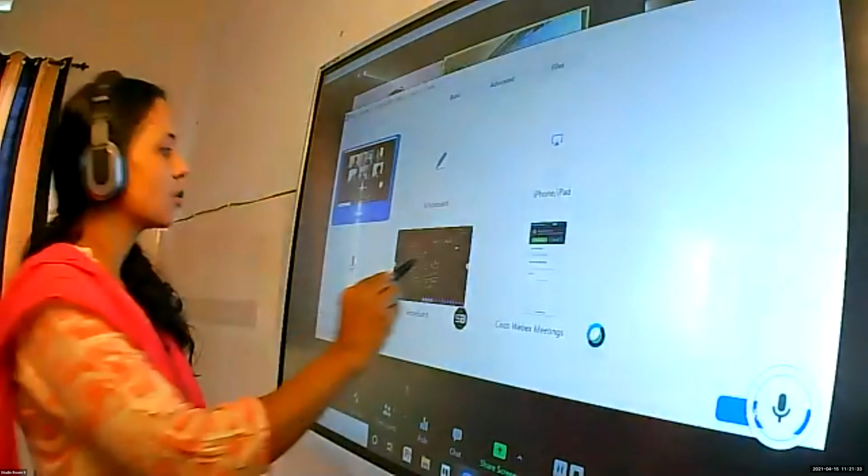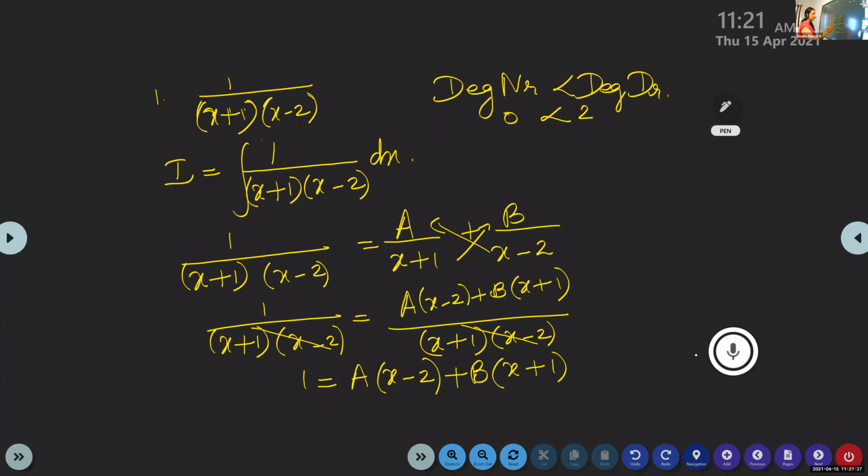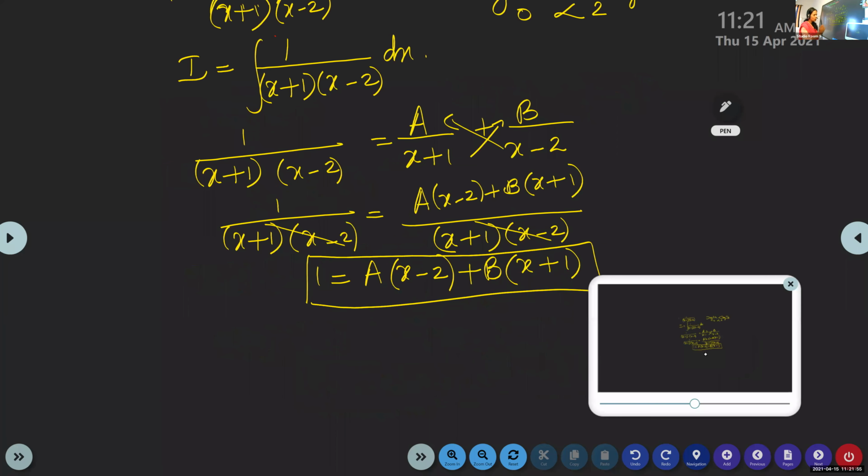For finding these constants, like the addition of fractions, we are taking the LCM, cross multiplying, and we are getting a condition like this: 1 is equal to A into x minus 2 plus B into x plus 1, where this A and B are to be found out. How to find this A and B? Listen, children, I want to find A.